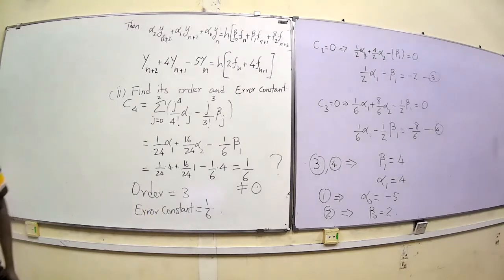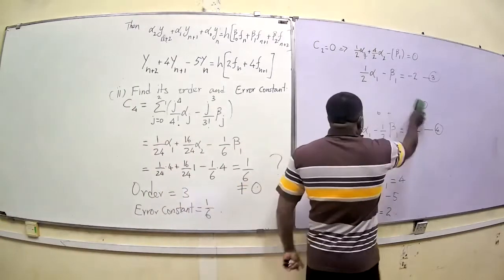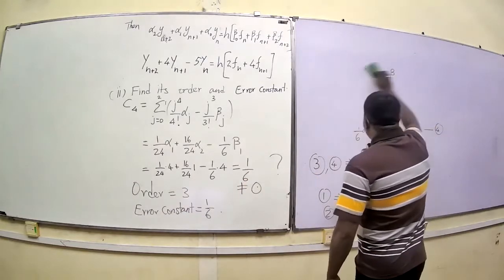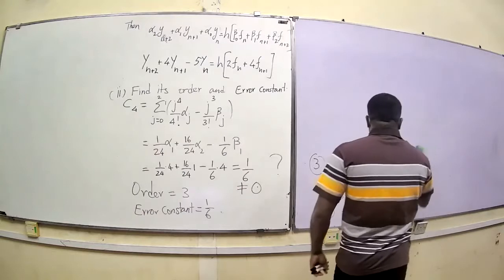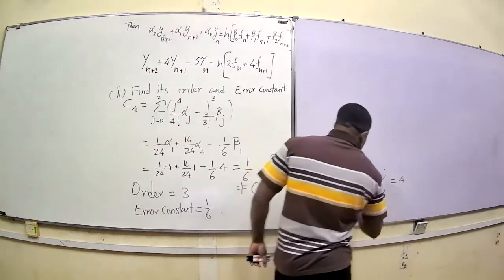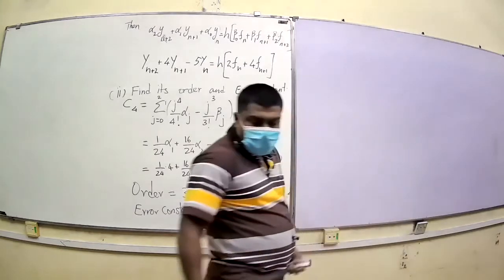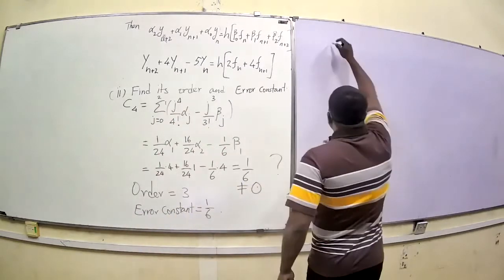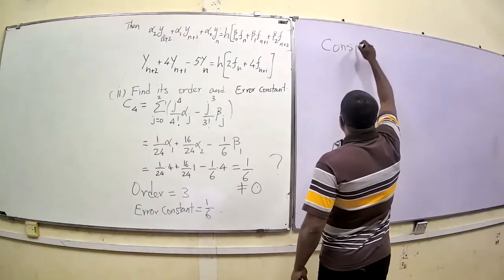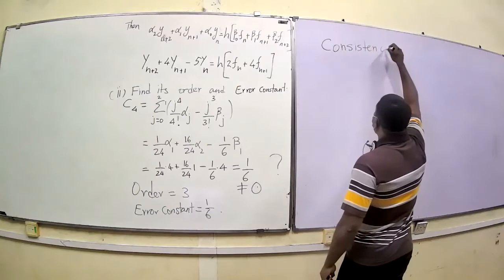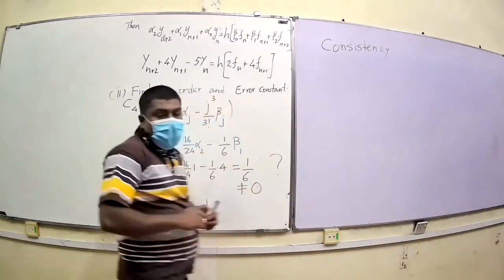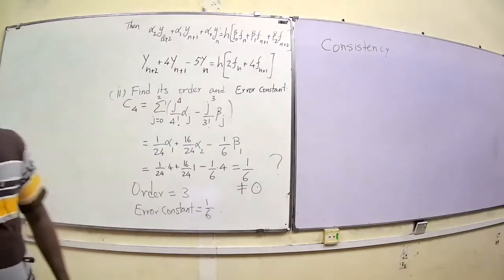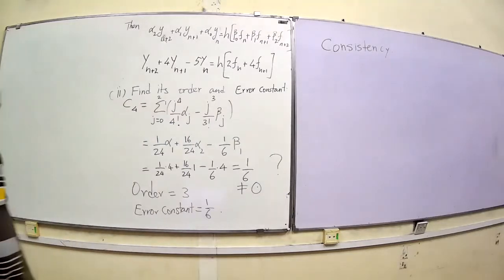Now what we are going to do is define something called consistency of the method. First, what we already defined is the order of the method. Now we are going to see the consistency of the method. So we are going to define the concept called consistency of the method.